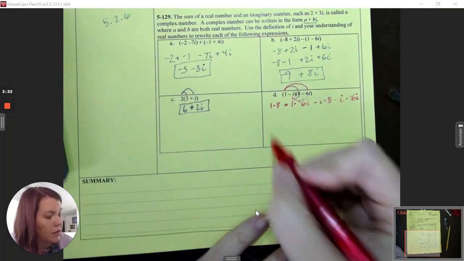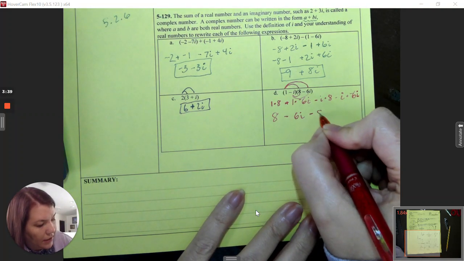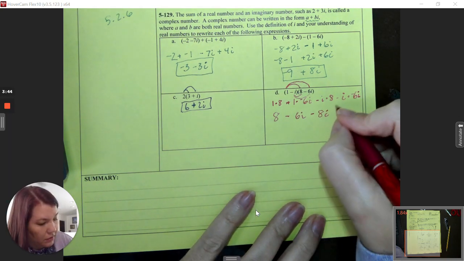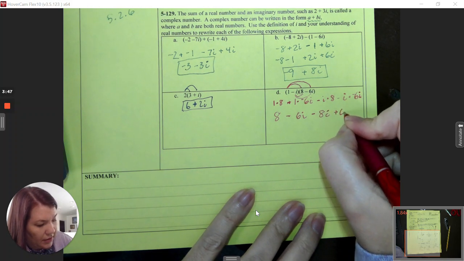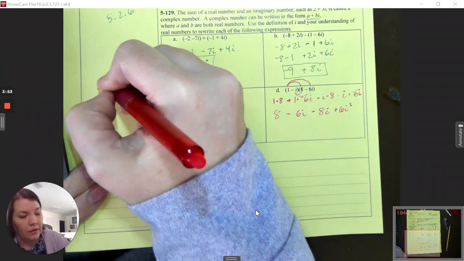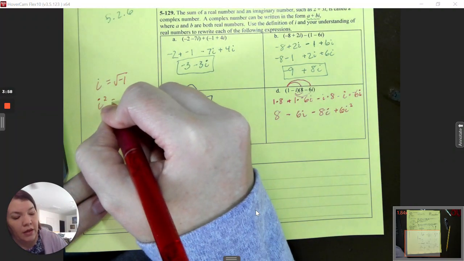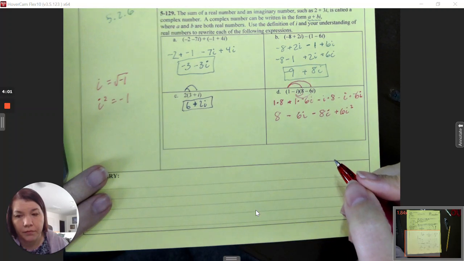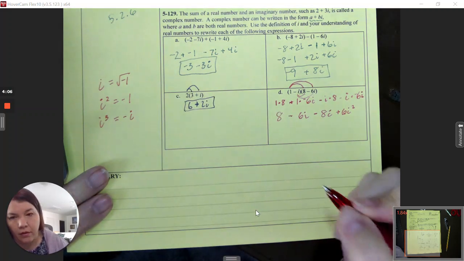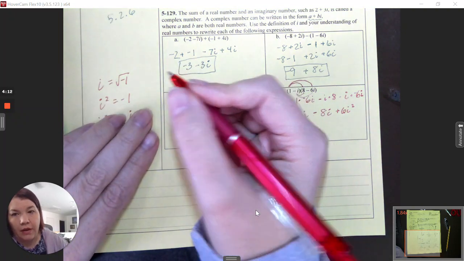Okay, so I've got 8 minus 6i minus 8i, and then this is the weird part: -i times -6i, so a negative times a negative gives positive 6i squared. So let's go back to our definitions. i is equal to the square root of -1. Therefore, i squared equals -1, i cubed equals -i, and i to the 4th power equals 1. These are the ones we've talked about.